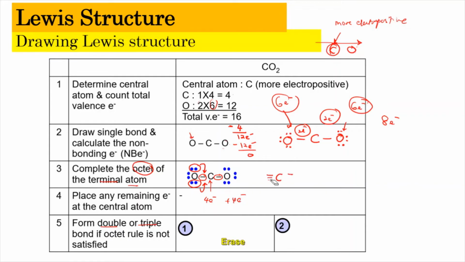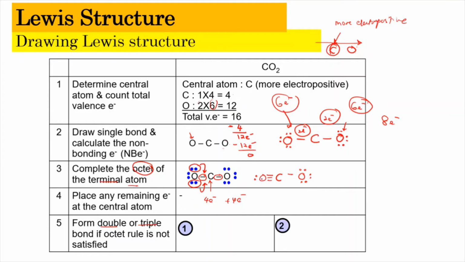Sorry, 1, 2, 3, oxygen, dot here, and then this one will stay like normal. Okay, so dua elektron tadi akan membentuk lagi satu bonding, dua elektron di sini akan membentuk lagi satu bonding. So dari single bond akan menjadi triple bond.